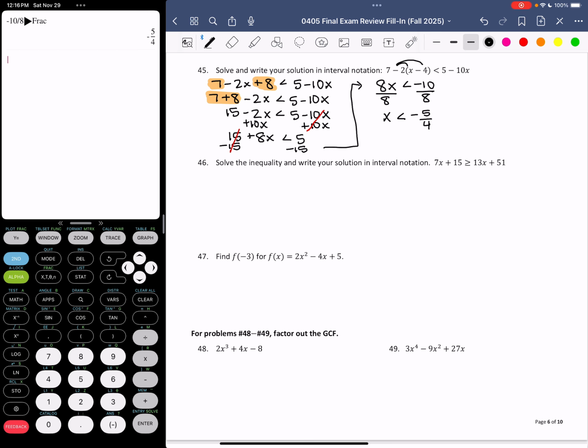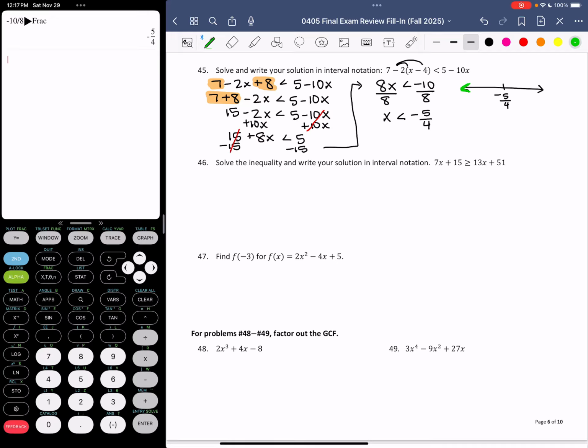And the instructions say to solve and then write in interval notation. I find it's easiest to graph it so that I know which way to write my interval notation. So I'm going to go ahead and put my negative 5/4 right here in the center. And then I'm going to decide which direction I need to shade. Well, it says x is less than, right? Look at how that looks like a less than symbol.